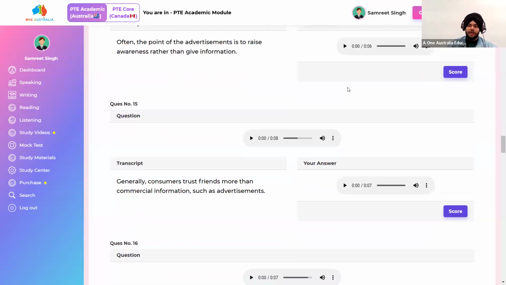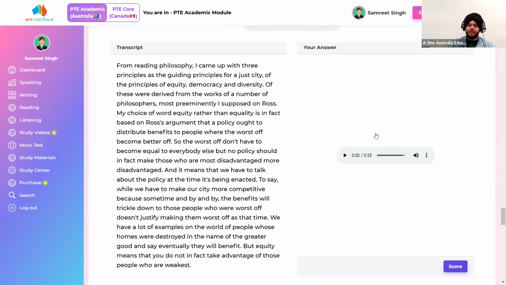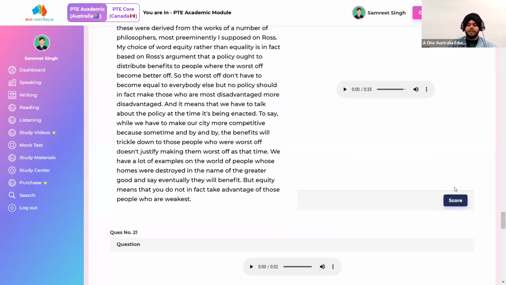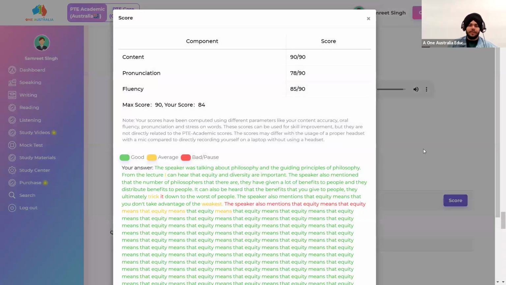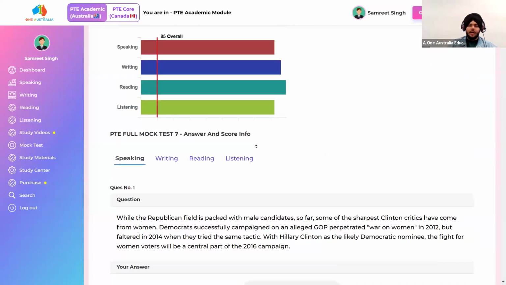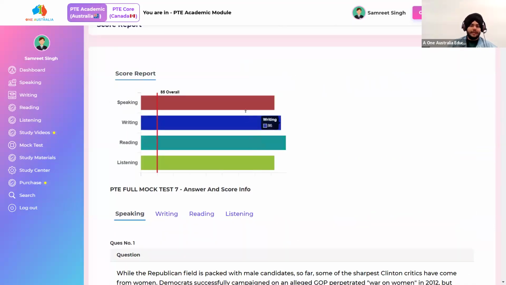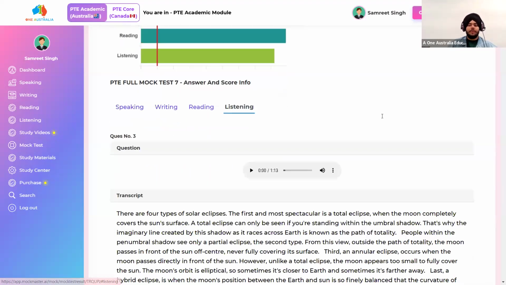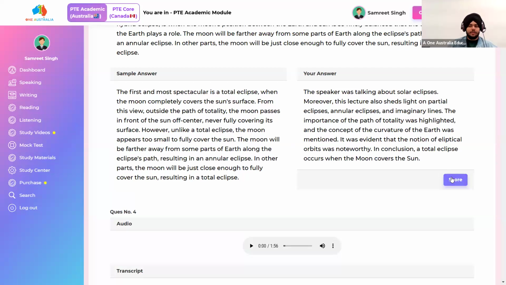So yeah, that's that. And you can always check your answers to see if whatever you have said is making sense or not. All right, so that's that. Now here, we see that we have got great in reading, great in writing, okay in speaking, and okay in listening. So now let's go to the listening part and see where we made mistakes.